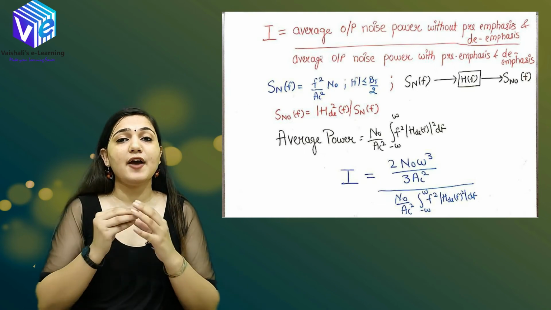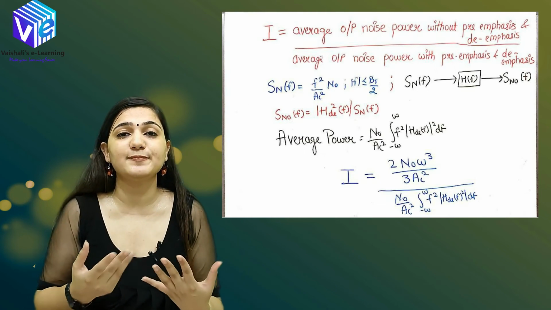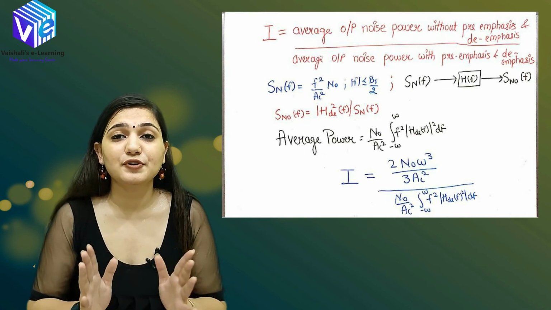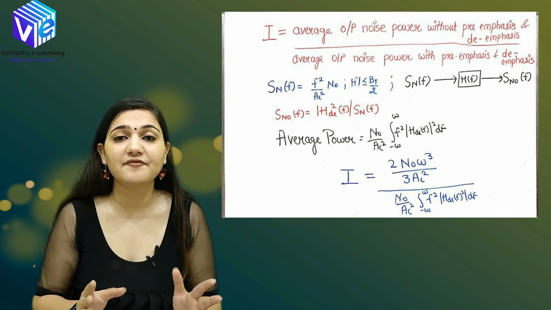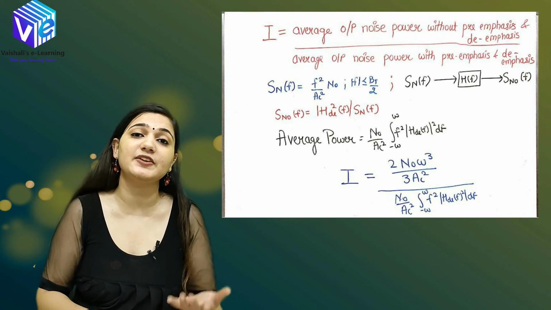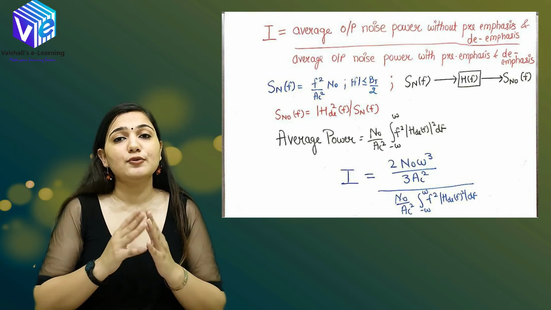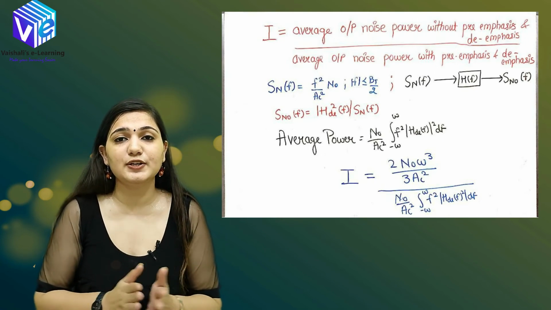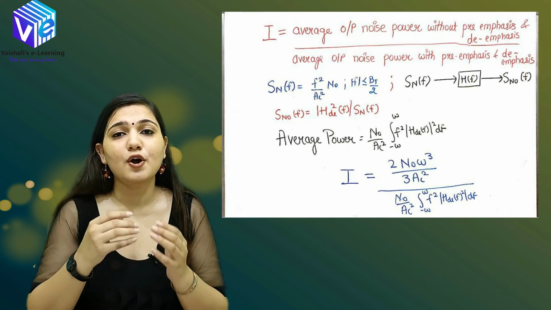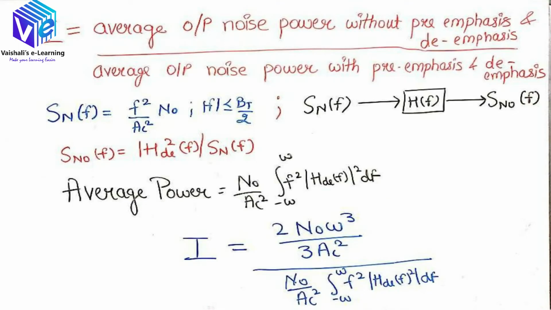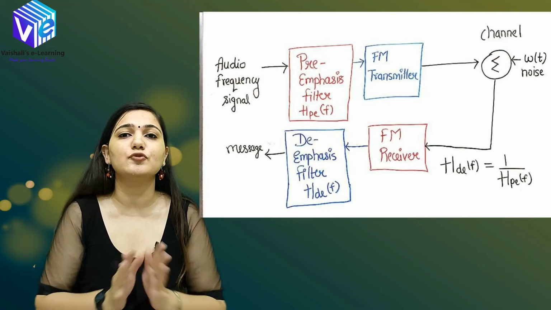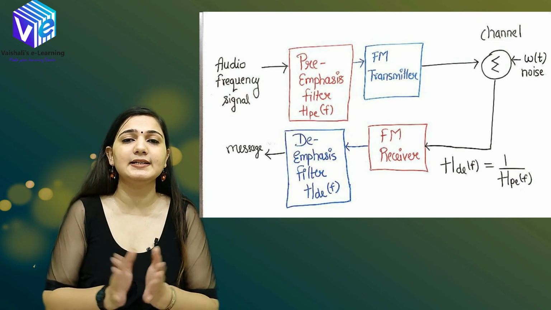Now I have already told you the power spectral density of the output noise without pre-emphasis and de-emphasis in my previous video. You can see the formula from the previous video itself. It was equal to 2N naught W cube upon 3Ac square. It is divided by N naught upon Ac square times the integration of HDE square f square. So this is my improvement factor. I hope now it is clear.